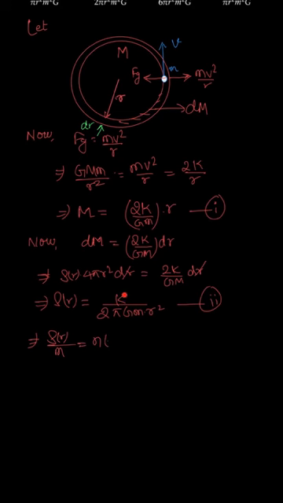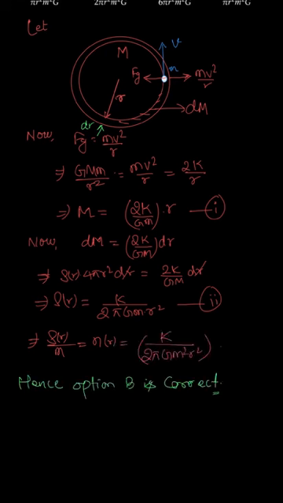See, kinetic energy is known to us, G is a constant, small m is a constant. So we know that density is inversely proportional to r square. If we divide the density by the mass of the small particle, we get the number of particles in that spherical volume of radius r. So if we divide it, we get n(r) as this value. Hence option B seems to be correct.